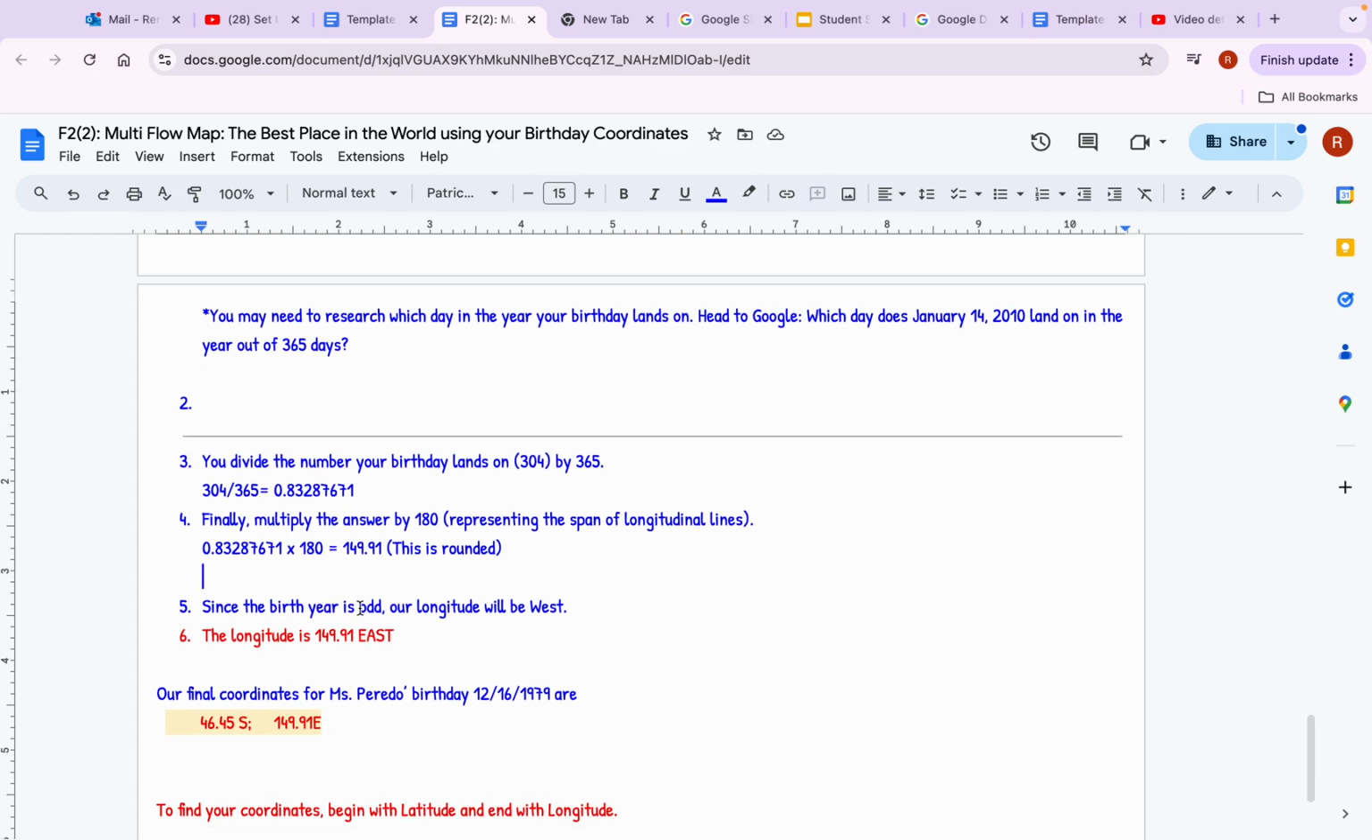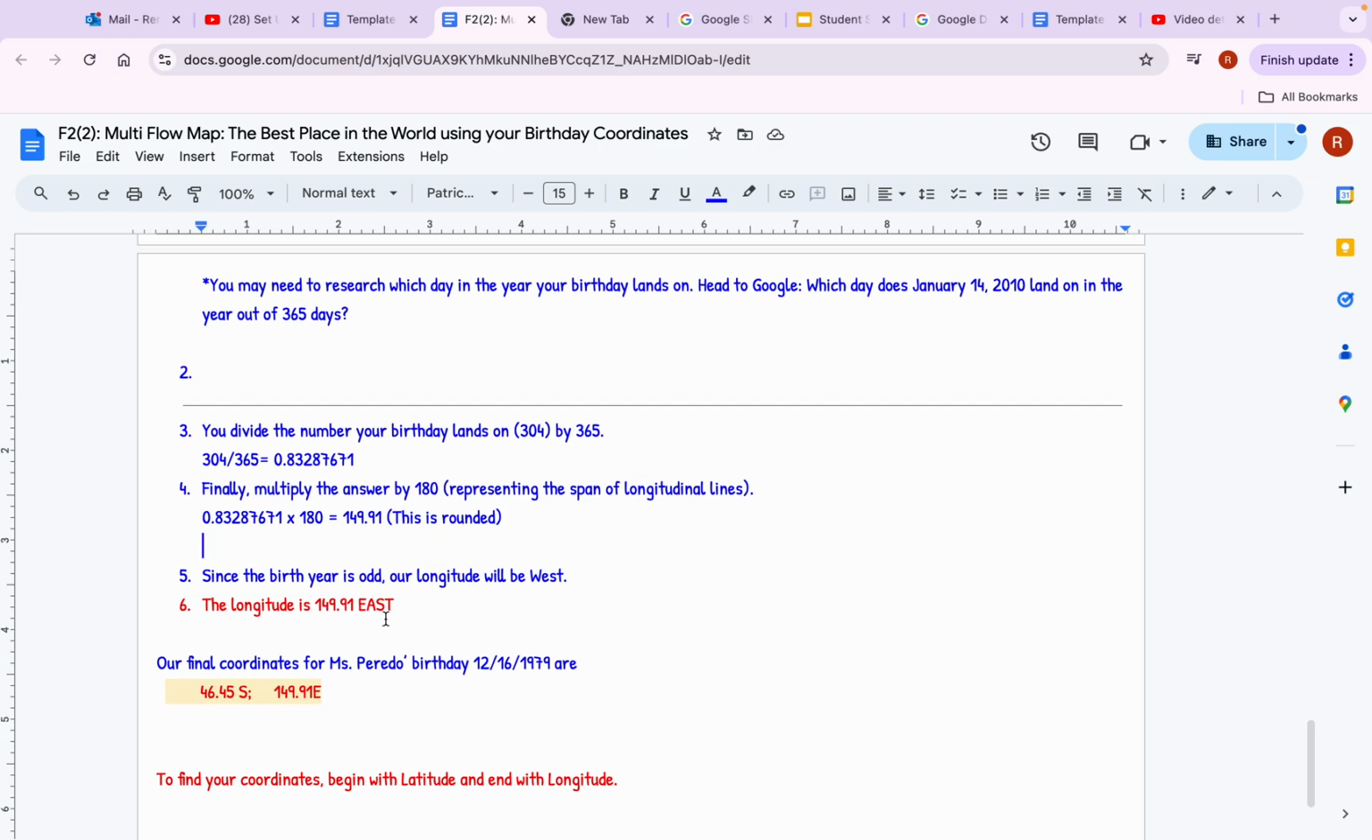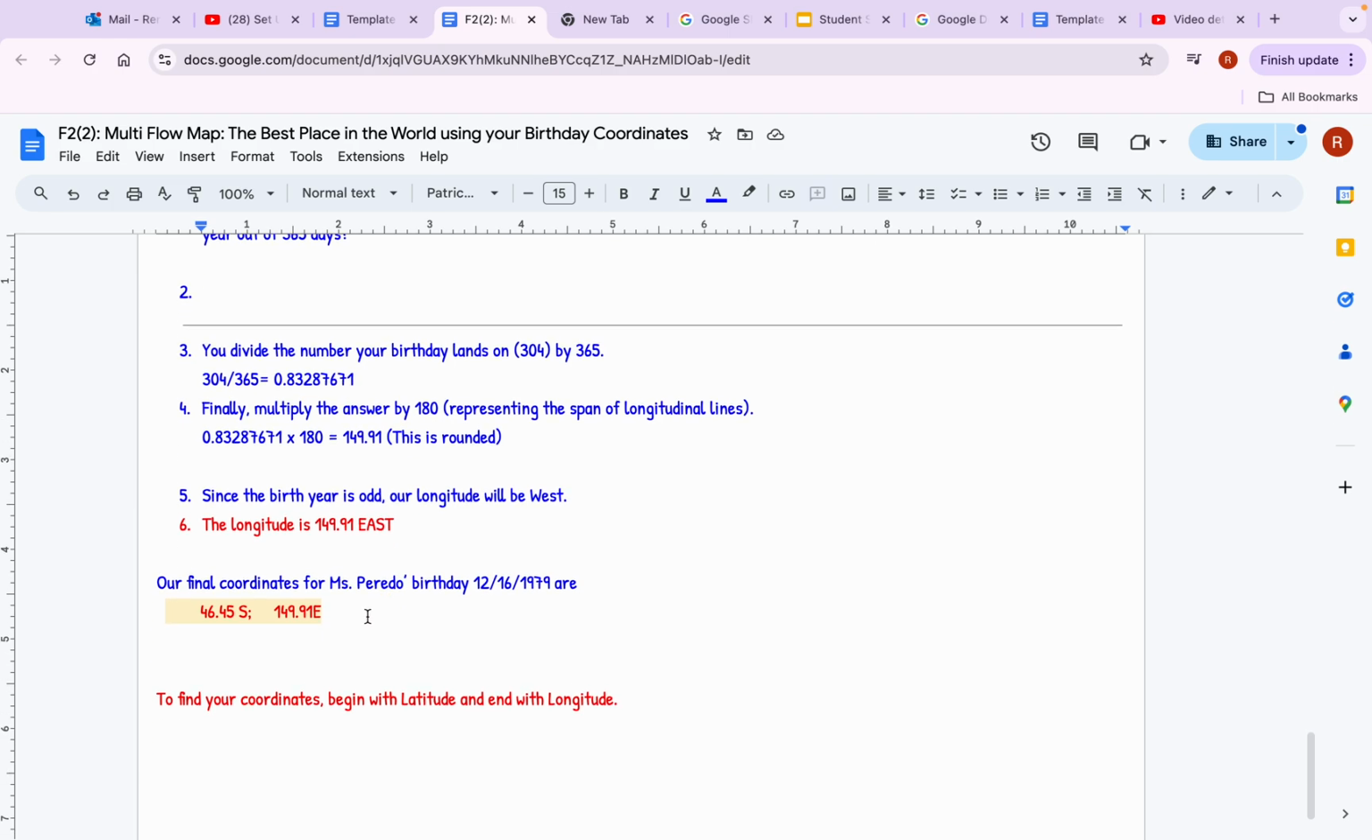Okay, now same thing again with the birth year. My birth year is still odd at 1979, so I'm going to head east. If your birth year is even, you're going to head west. And these are my final coordinates, and if we were to round these, it would look like this: 46 south for my latitude, and then 150 east for my longitude. And that's how we're going to plot our birthday coordinates on the map.